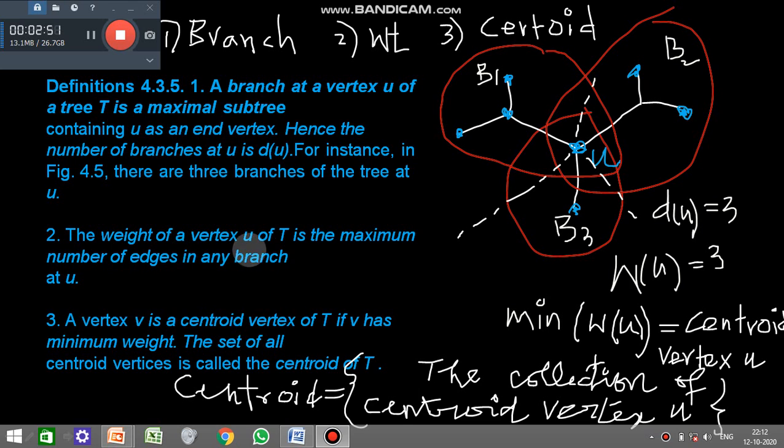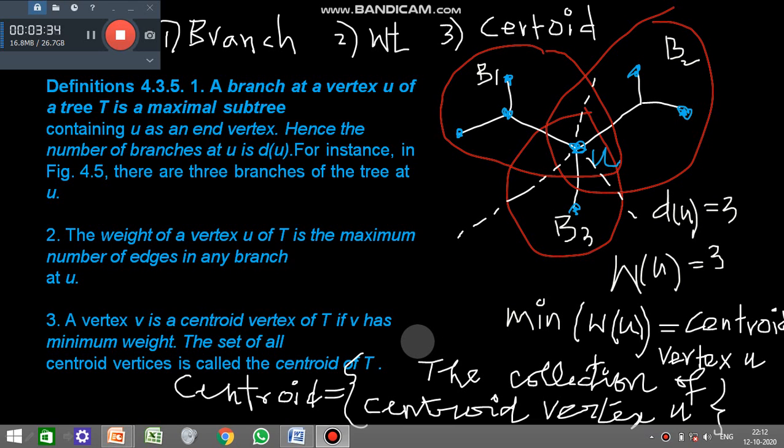Now what about the weight of a vertex U of T? It is the maximum number of edges in any branch. Now look at this, 3 branches are there, B1, B2, B3. The maximum number of edges is in branch 1 and branch 2. Am I correct? There are 3 edges, 1, 2, 3 edges in branch 1, branch 2 also 3 edges, and this is called the weight of the vertex U of the tree. We call it the weight of a vertex.